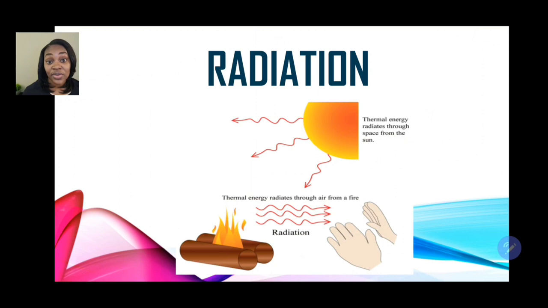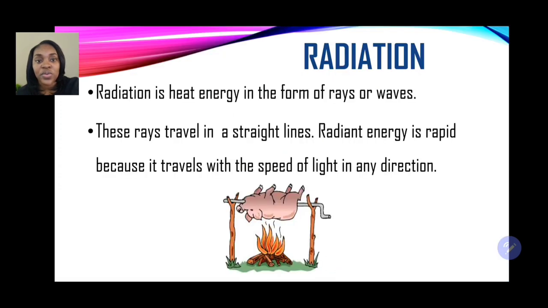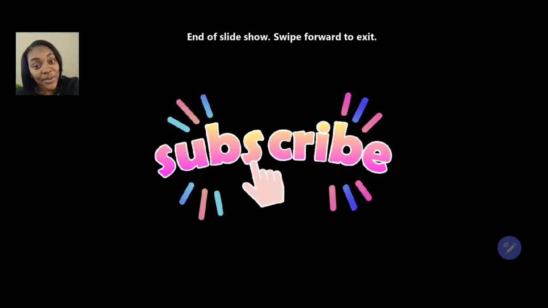Even from the sun, we can feel radiant energy, right? We can feel the heat striking us. If we stand near a fire, we can also feel that heat energy source as well. Likewise, with grilling or broiling, we use radiant heat. It strikes the food so that it can be cooked.